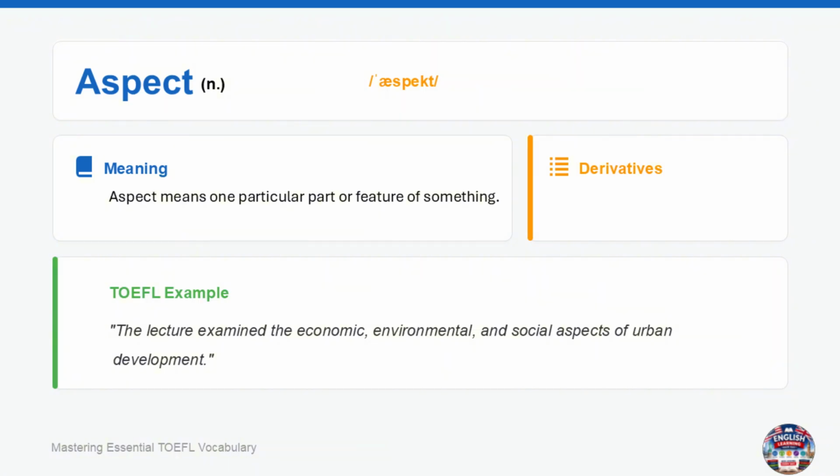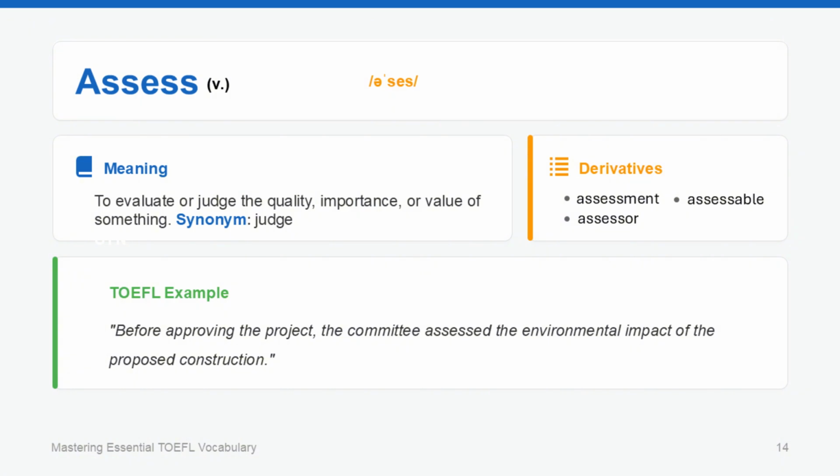Here's your TOEFL-style question. Which aspects of urban development did the lecture examine? It examined the economic, environmental, and social aspects. That's a word I hear very often in university lectures. Yes, it's one of the most common academic vocabulary words. Our ninth word is assess.